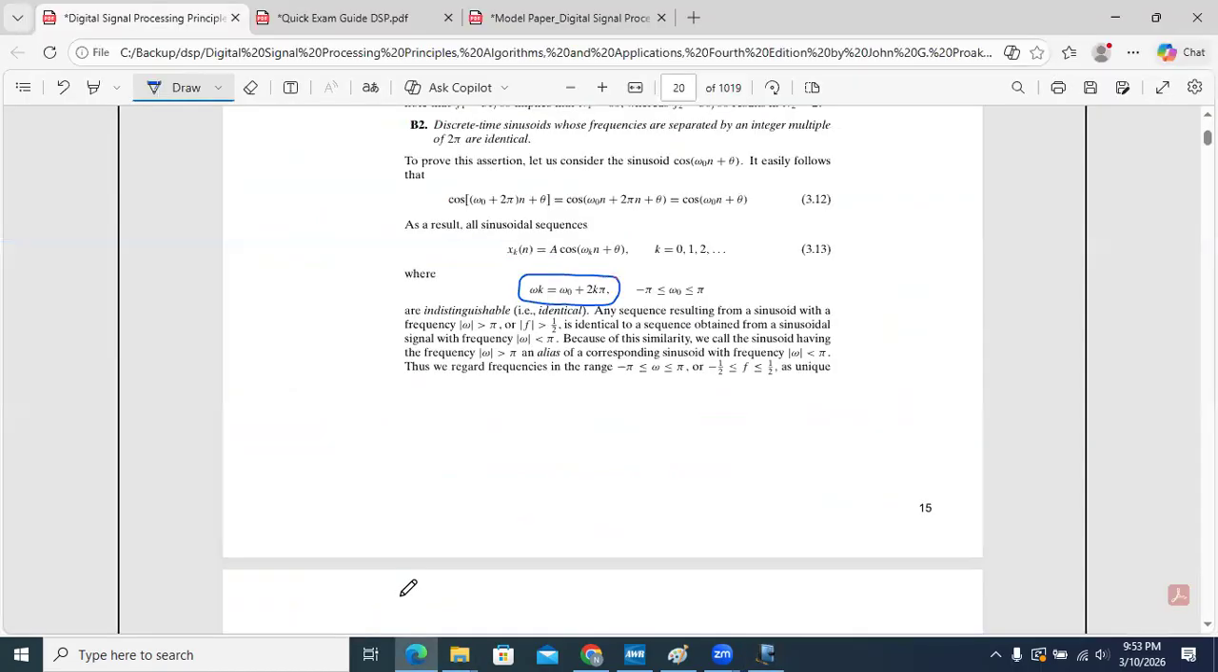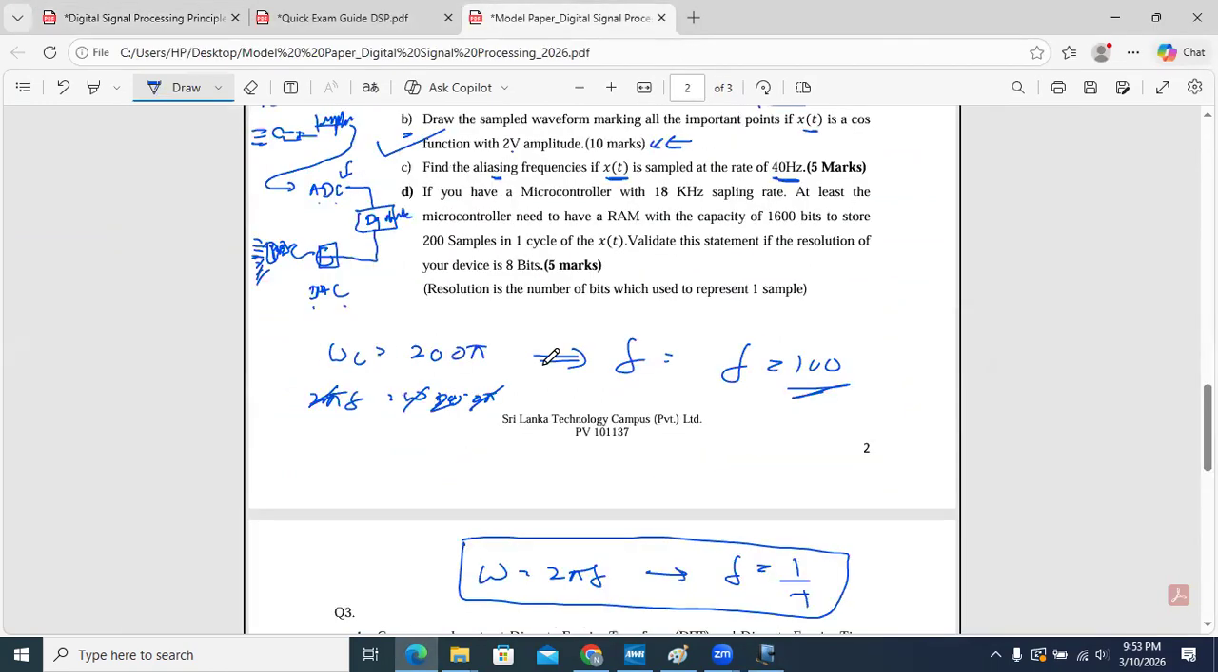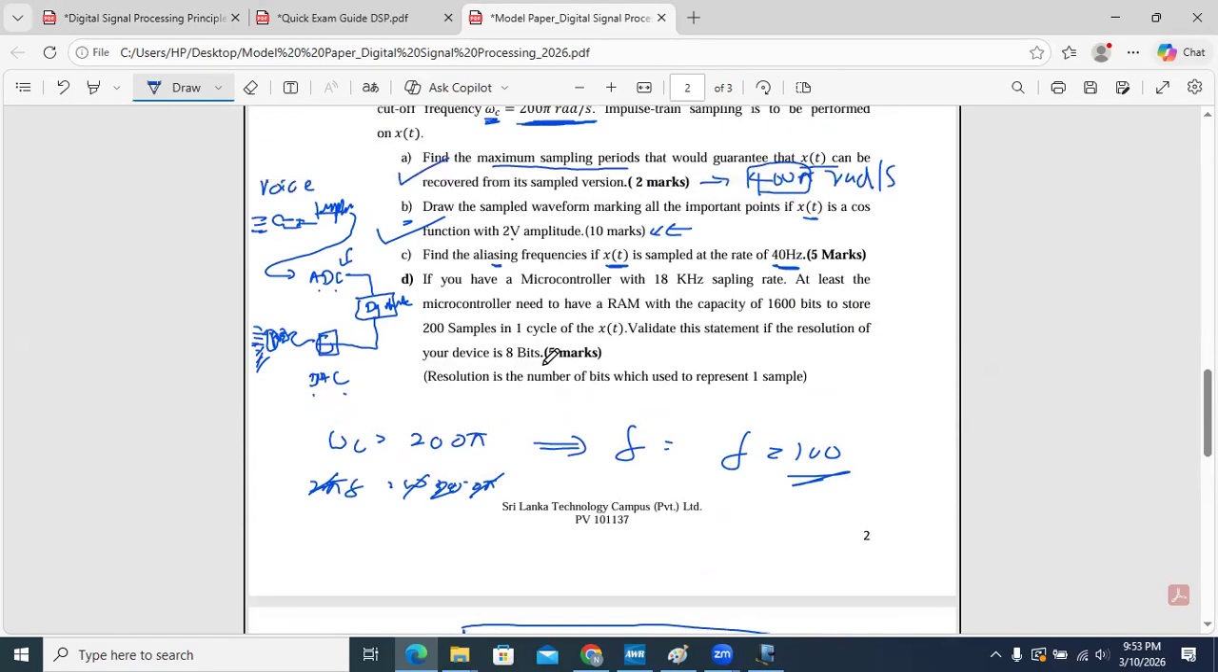So here the aliasing frequency is, what is that? 20 Hz. It's a 20 Hz. Okay, so you will have 5 marks. Okay, if your microcontroller sampling rate is at least 500. Okay, so try to do this question by yourself.